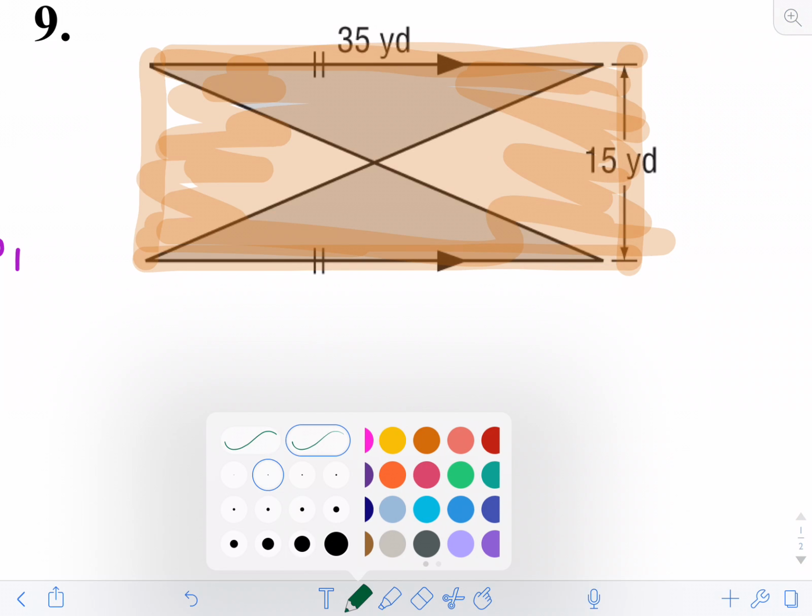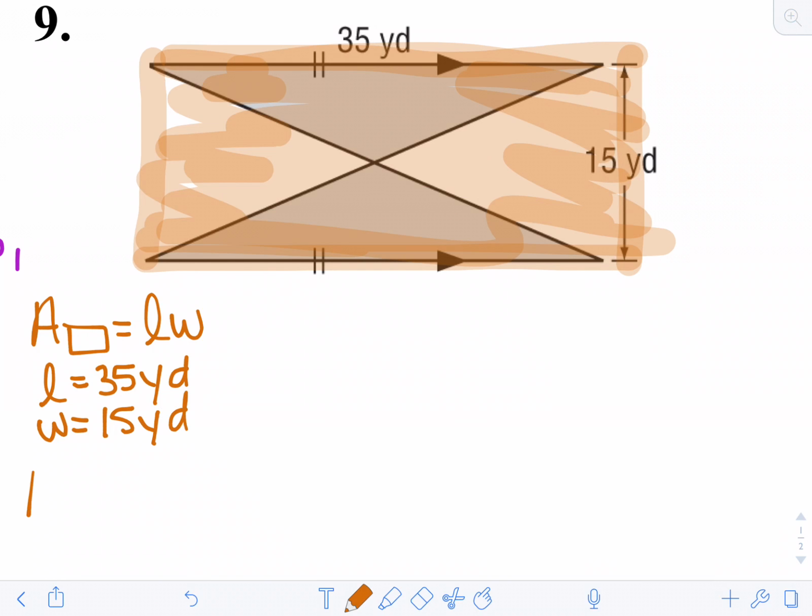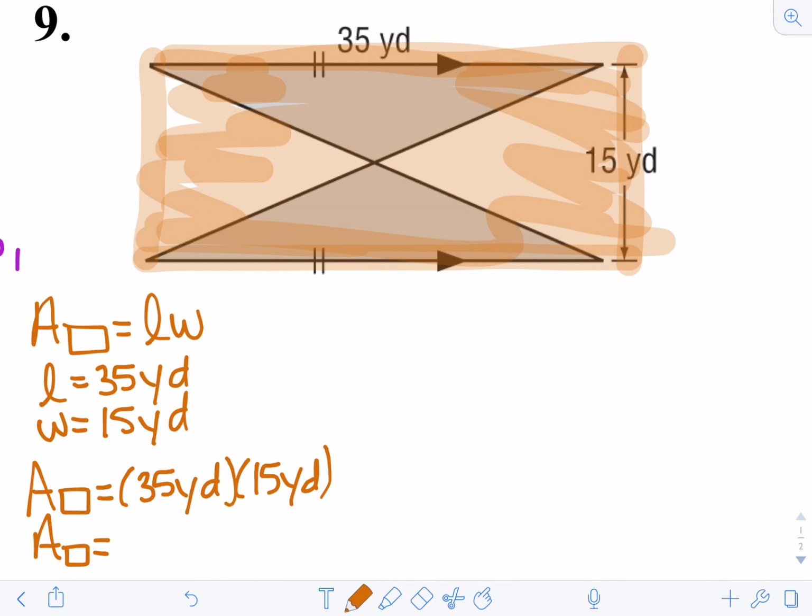To find the area of this rectangle, it would be length times width or base times height, whatever you want to use. My length was 35 yards and my width is 15 yards. So the area of my rectangle would be 35 yards times 15 yards. When I multiply 35 and 15, that would give me 525 yards squared. So that's part of it.